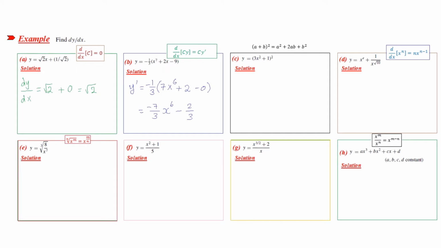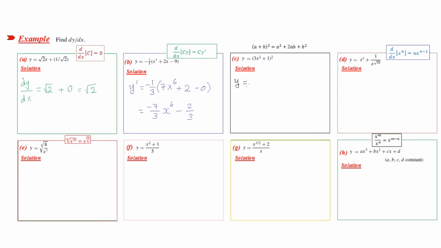In part C, we have a bracket to the power 2. So firstly you have to expand this bracket using this formula: (a plus b) squared equals a squared plus 2ab plus b squared. Now in our example, 3x squared is a and 1 is b, so you have to simplify or expand the function given, then you can start to find the derivative of this function.